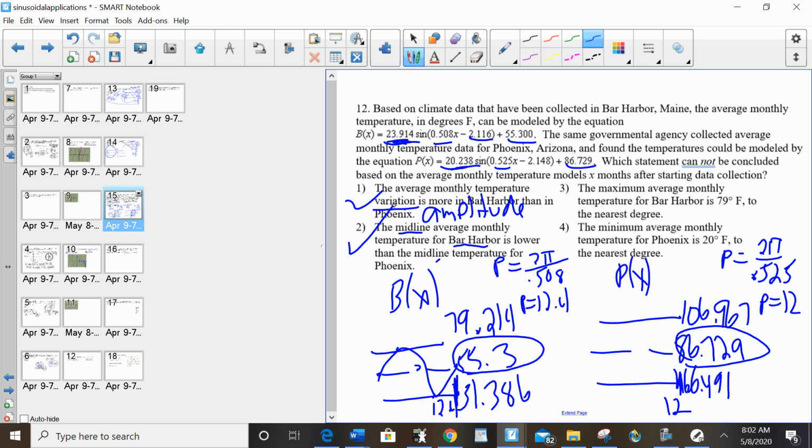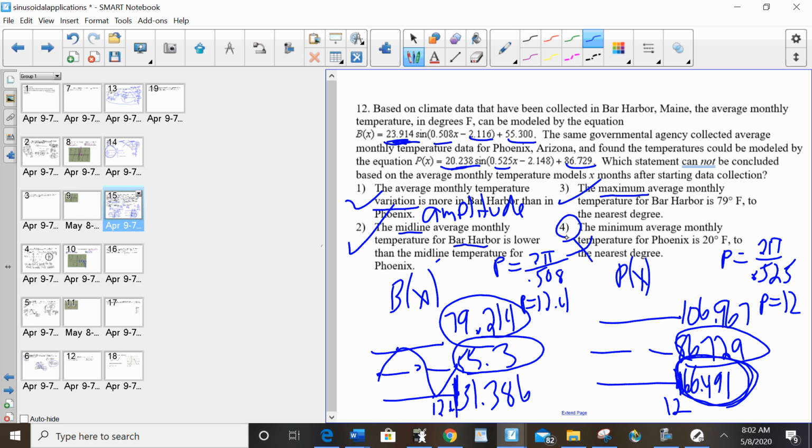The maximum average monthly temperature for Bar Harbor is 79. So it's telling you exactly what it's looking at. The maximum. Is the maximum for Bar Harbor 79? Yes, to the nearest degree. The minimum average monthly temperature for Phoenix is 20 degrees. Nope. The minimum for Phoenix is 66.491. Choice 4 isn't true.